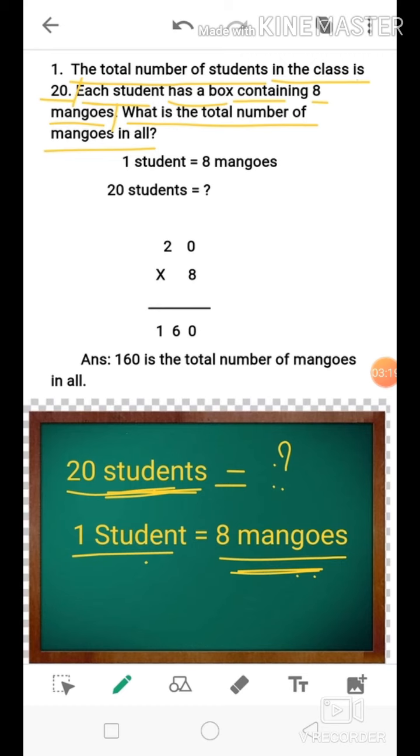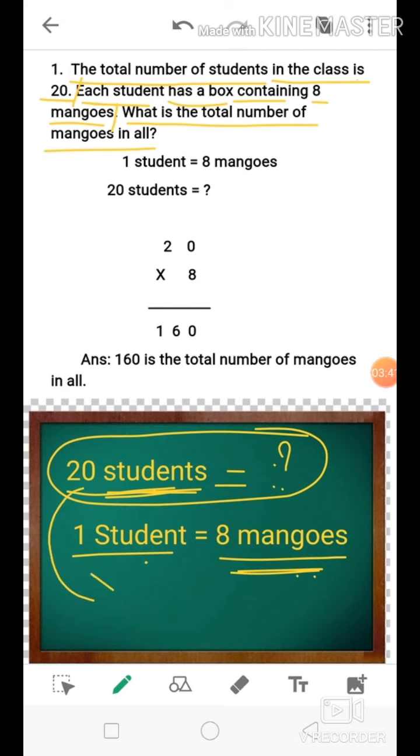Third one, after writing the statement in the rough column, we have to see whether we can carry it as it is into the main page. Here we can't do that, because in a word problem the question mark statement should always be your second line. So we have to change. When we change, how does it come? One student is equal to 8 mangoes. I have brought this line as your first statement, and 20 students is equal to how much?